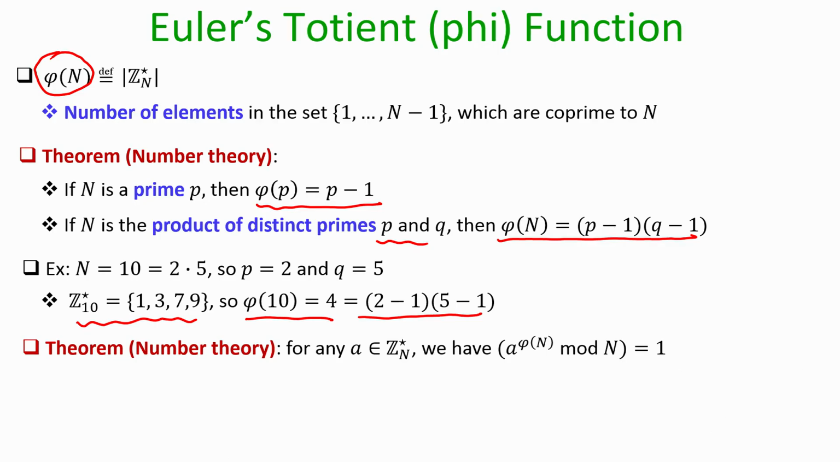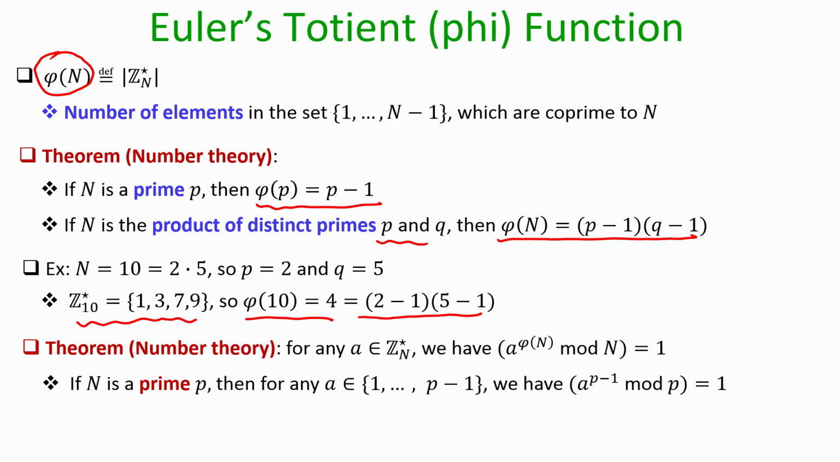Finally, another interesting property which we will use from number theory is that for any element little a in the set Zn star, a to the power phi of n modulo n is 1. That means, if n is a prime p, then phi of n is nothing but p minus 1. So we get a to the power p minus 1 modulo p to be 1, and this result is also called Fermat's little theorem.